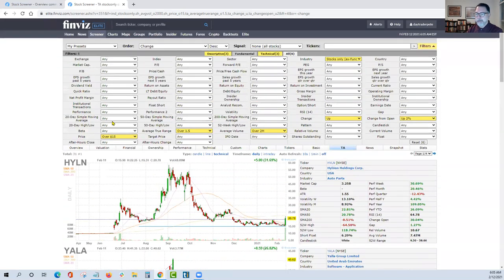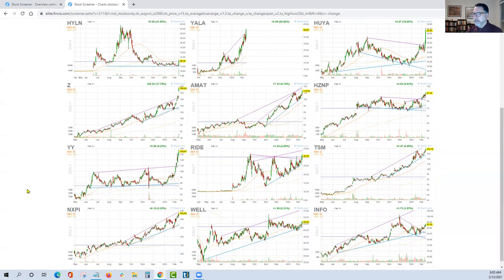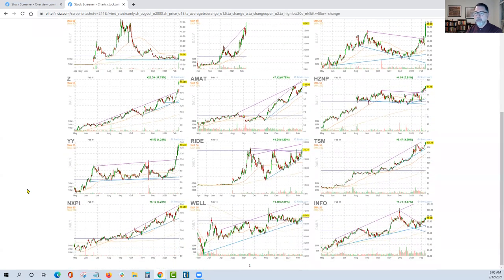We're going to add what we just talked about. We're going to add new 20-day highs. So it's going to be up 2%, which means a large green candlestick. And now we're going to add a new 20-day high. And that broke it down to 12. So you see what's going on here now. We'll click over here. We'll click the charts. You just broke all of the stocks on Wall Street all the way down to the top 12 ideas that you could potentially be looking at right now.